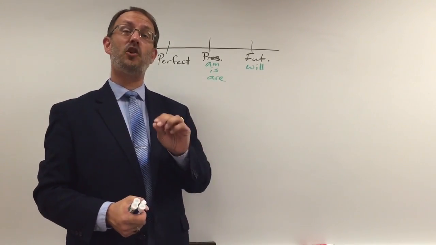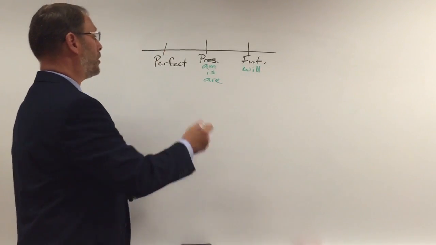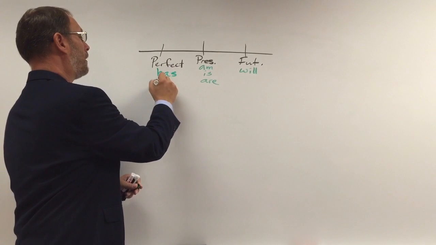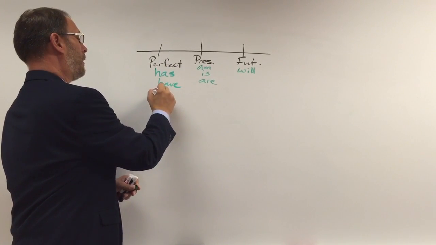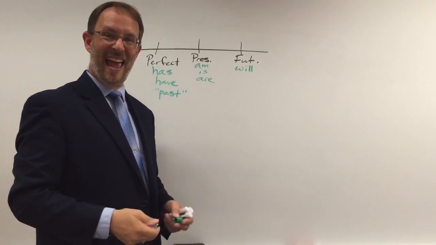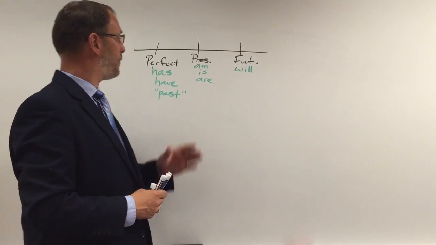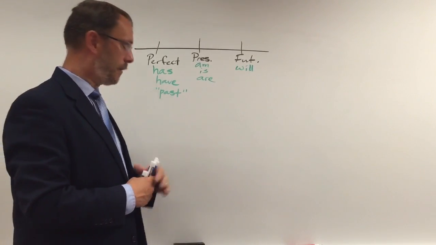Okay? So perfect tense shows completed action in the past. And our helping words in English will be has, have, and just our plain old past tense forms. Words like sang, swam, painted, stuff like that. Okay? So that's what we're talking about for perfect tense.